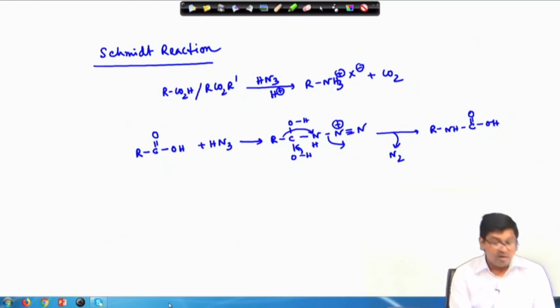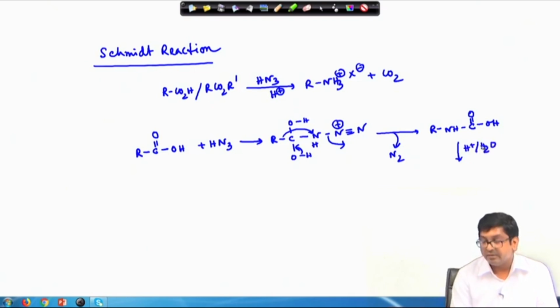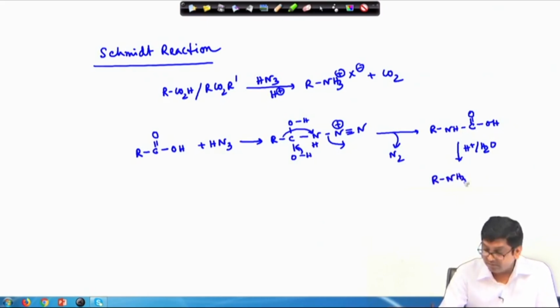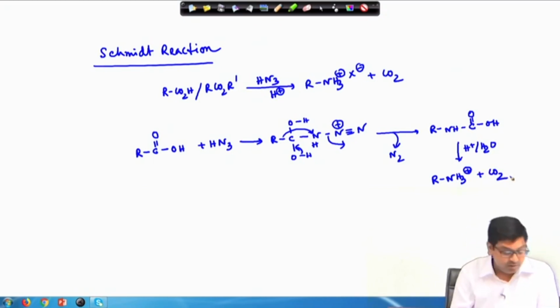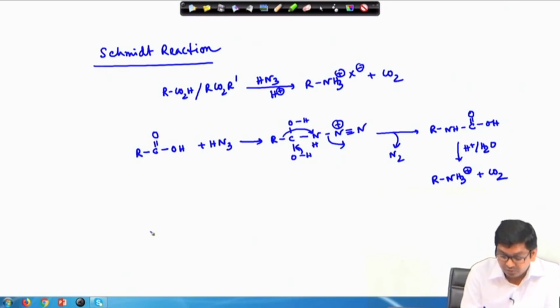Okay. So, once you get this carbamic acid, then in acidic conditions this will give your desired amine compound. Okay. In these Schmidt reactions, this hydrazoic acid can again react with the ketones also.